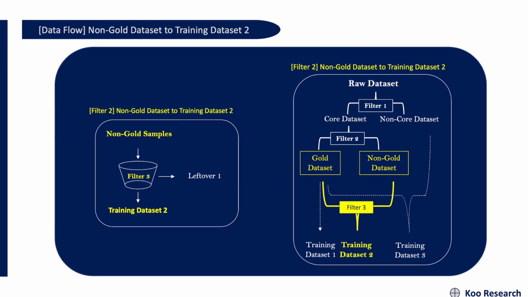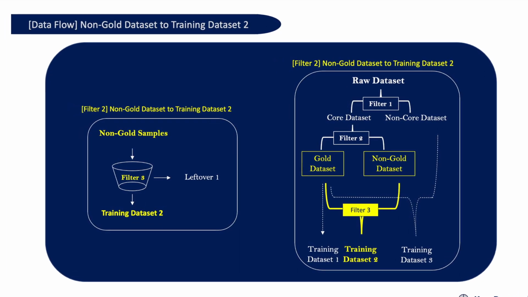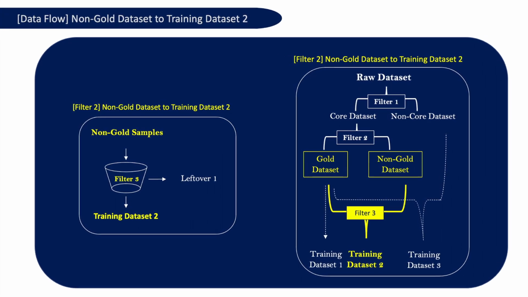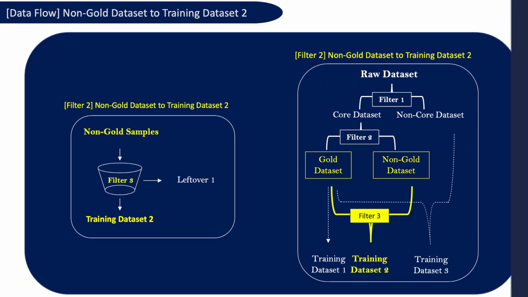As depicted in this figure, Filter 3 operates similarly to Filters 1 and 2. But it distinguishes itself by randomly pairing samples from the non-gold dataset with samples from the gold dataset.